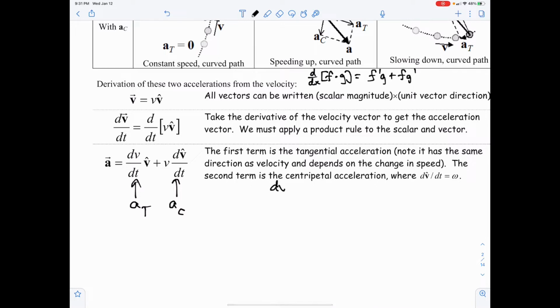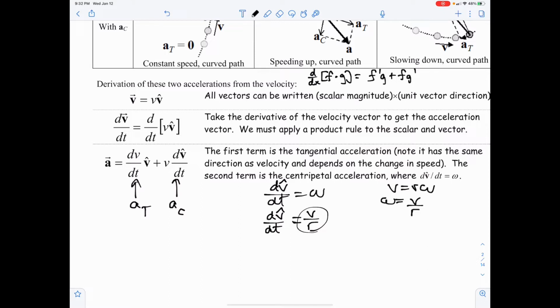So dv/dt is omega, and v equals r omega. If you solve for omega, that's equal to v over r. So if I replace that, we've got the derivative of the unit vector direction with respect to time is equal to v over r.